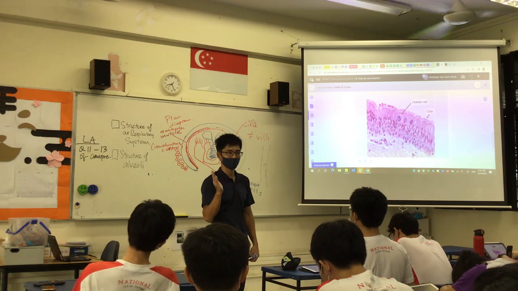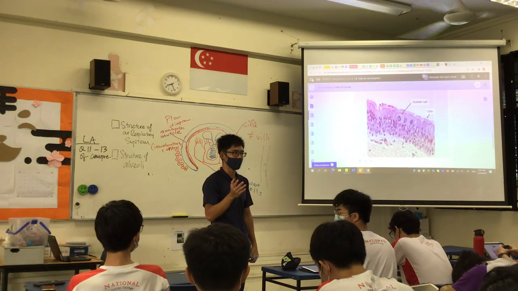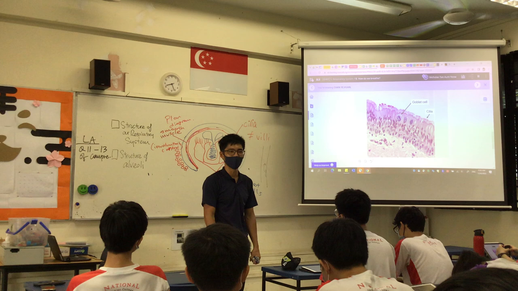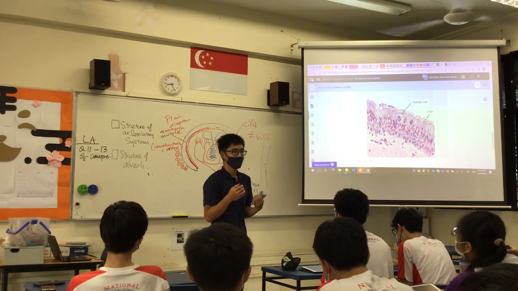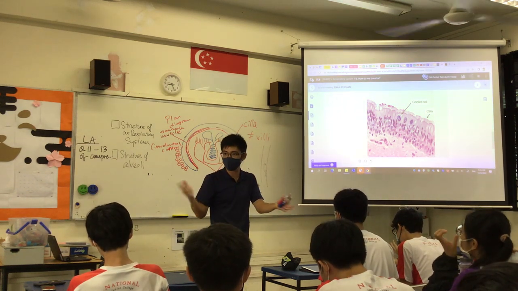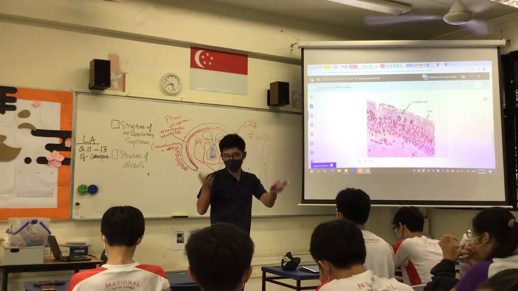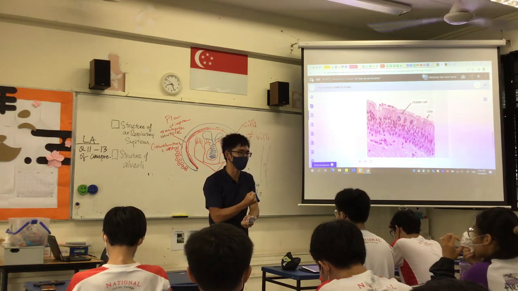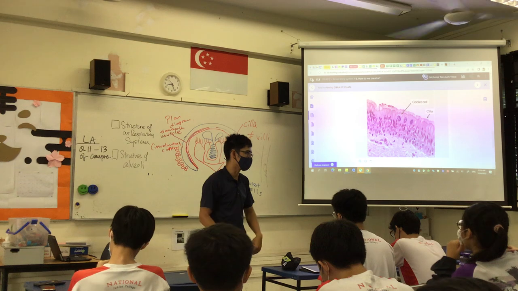Anyone here has asthma? Okay. I've got mild asthma. There's a lot of dust in the air, and if I were to breathe it in, my airways will also constrict, to prevent more of this nasty stuff from going in.